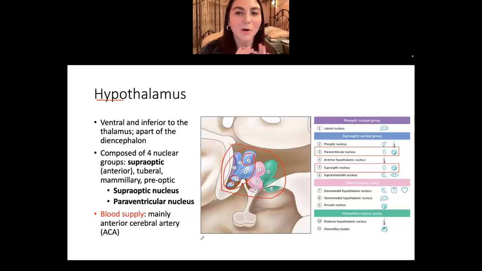And again, you'll go into all the hypothalamic nuclei in neuro. People hated studying the hypothalamic nuclei. It's one of those things you have to just make flashcards for. I don't think you need to know it for this block, but definitely know those two. Those are important: the supraoptic and paraventricular. This blood supply is mainly supplied by what's known as the anterior cerebral artery, which is another one of the three main cerebral arteries.